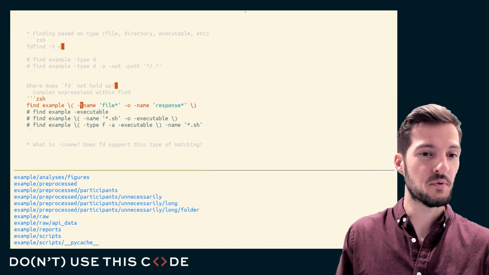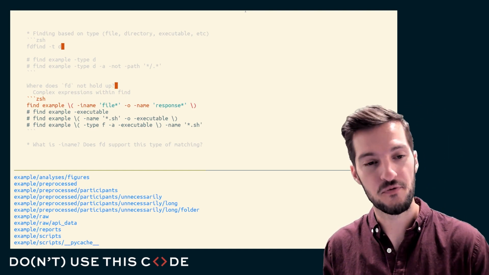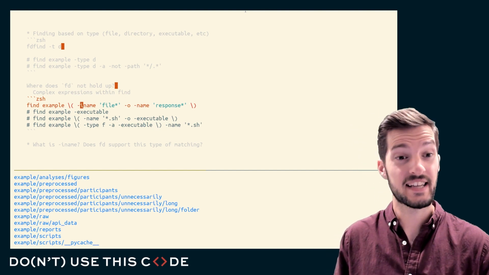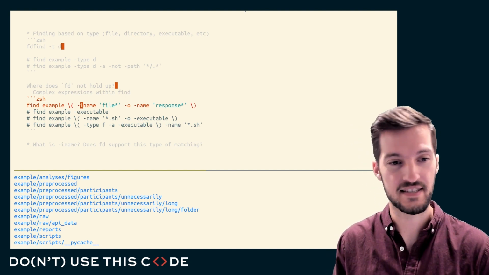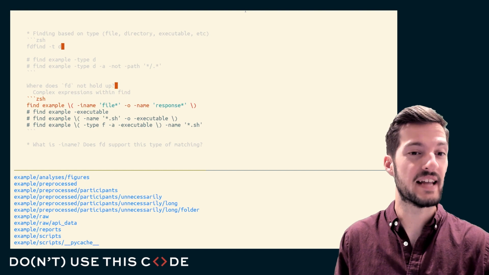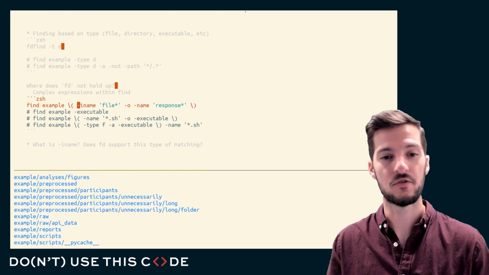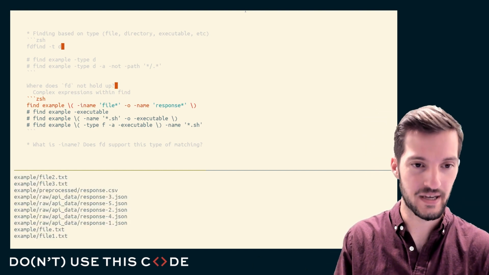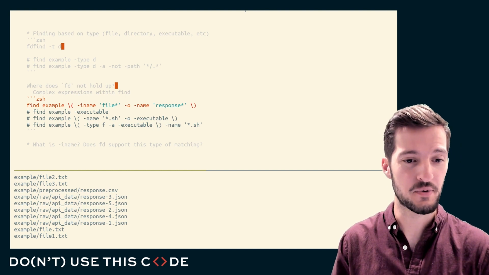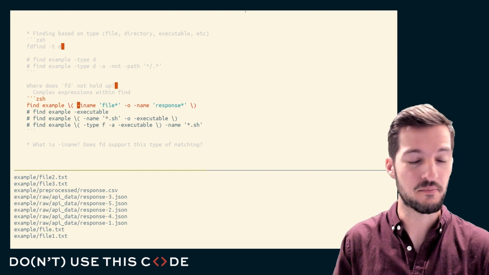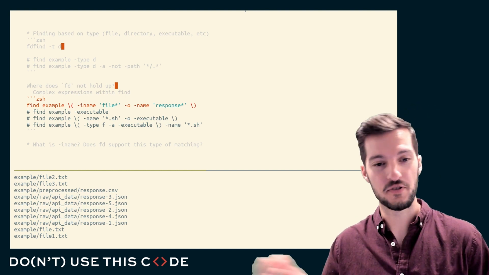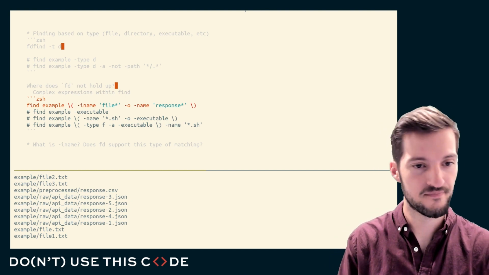In find, we have to explicitly say if we want to perform a case insensitive match or a case sensitive match. And we do this with -iname for insensitive or -name for sensitive match. And so we'll see here we get all of the files that start with file or start with response.